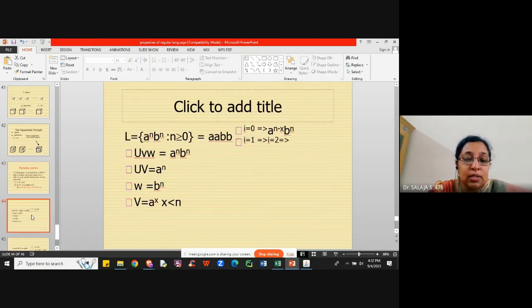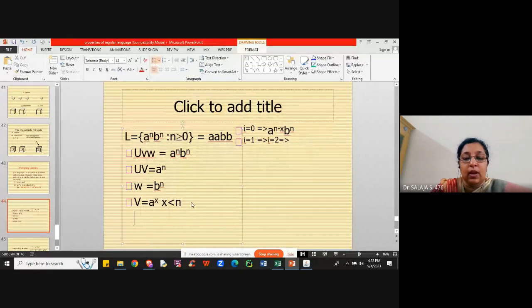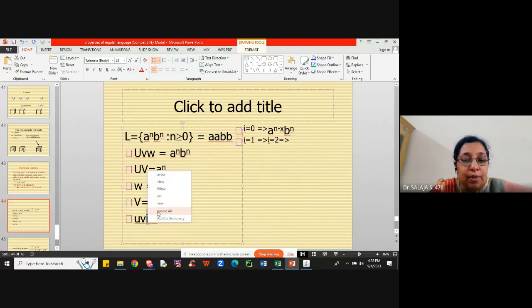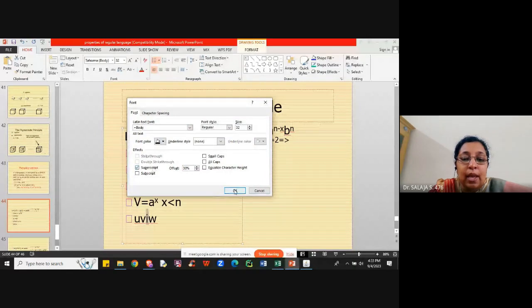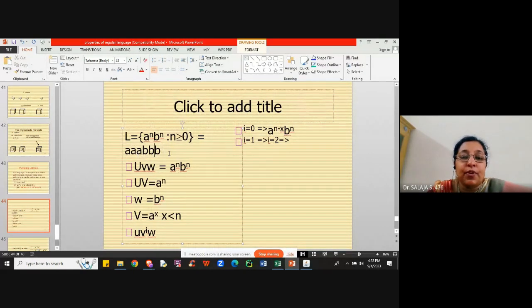Now what should I do? According to this example, you have to populate v, and for every population of v, it has to satisfy a per n, b per n. That is all it means. Fine. Now we'll take an example with 3 a's and 3 b's. This is just for our understanding.